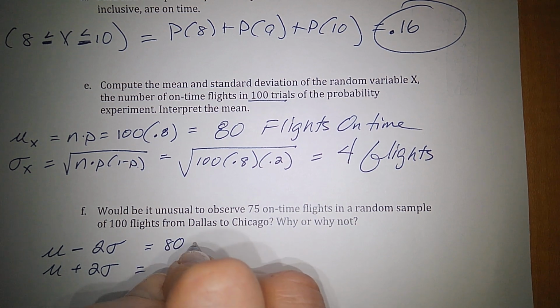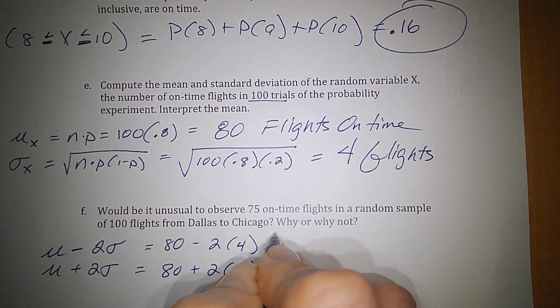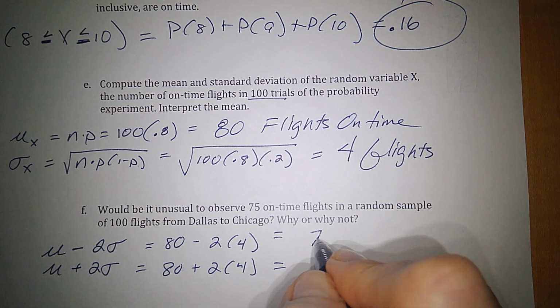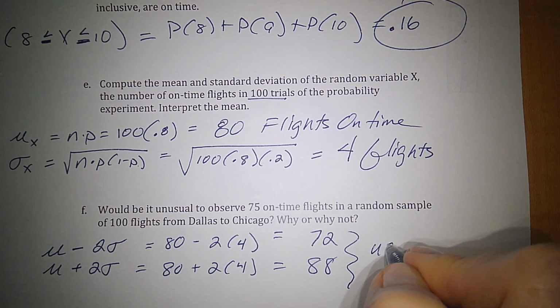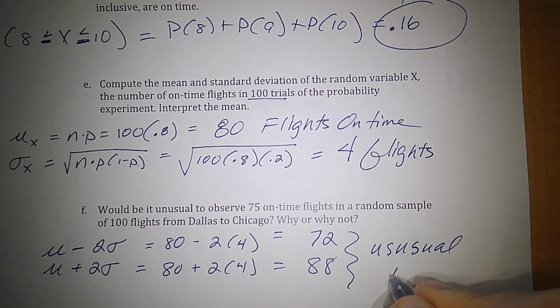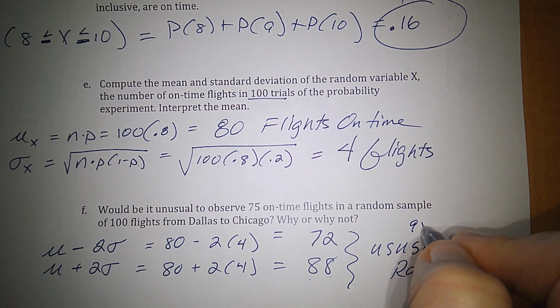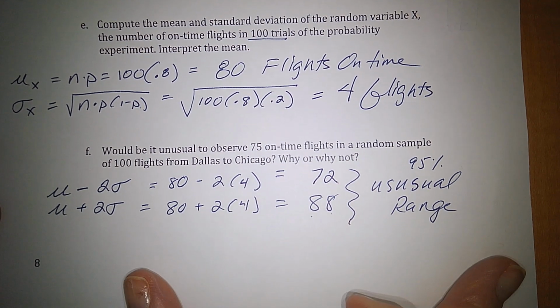So if the mean is 80 and I subtract 2 deviations or add 2 deviations, what will that lower and upper limit be? The lower limit will be 72 and the upper limit will be 88. And this is what we will call the usual range. I would expect to see between 72 to 88 on-time flights. This is the usual range because this is the middle 95% of the empirical curve. Anything outside of this range is the outside 5%, which would be considered unusual.